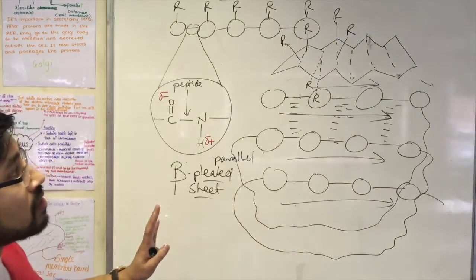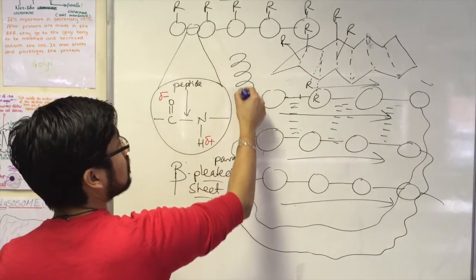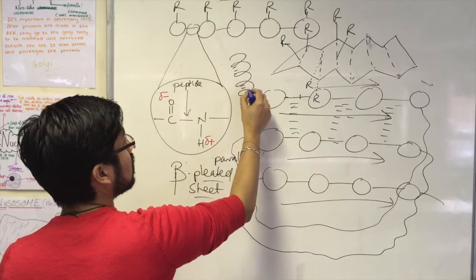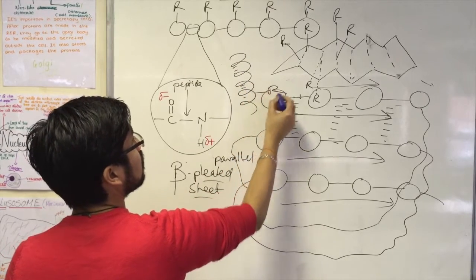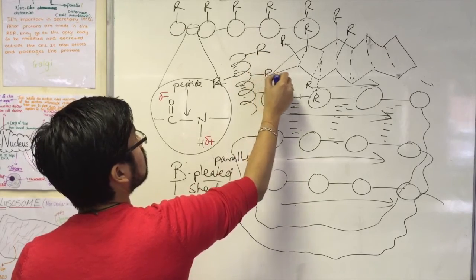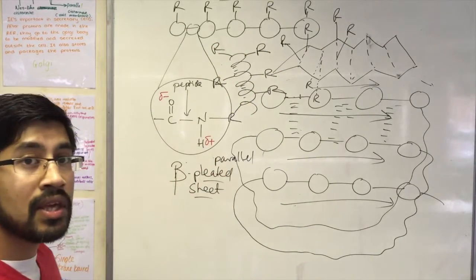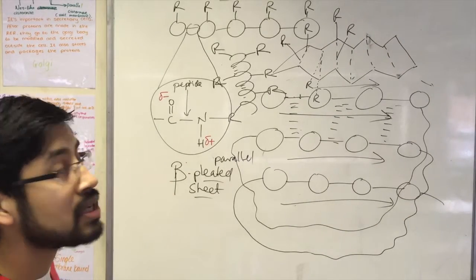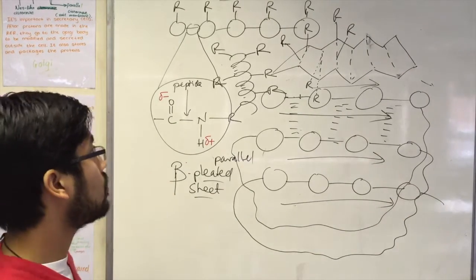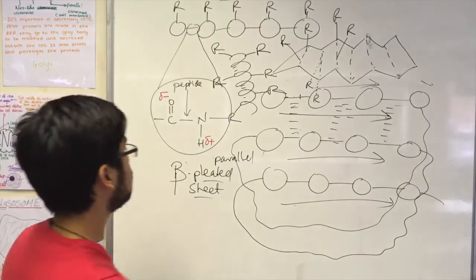Okay, they're not involved. And similarly in the helix, right, peptide groups are holding that helix together, and the R groups are sticking out like this. Okay, they are not involved in the helix or the beta-pleated sheet. Okay, now let's move on to tertiary structure.